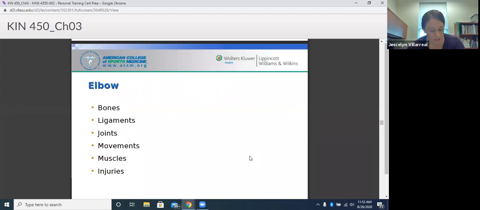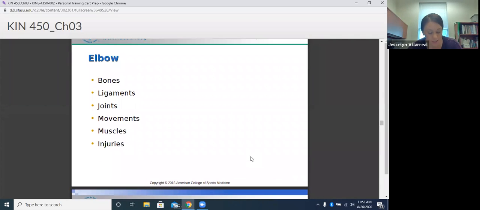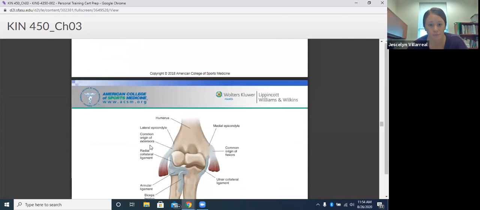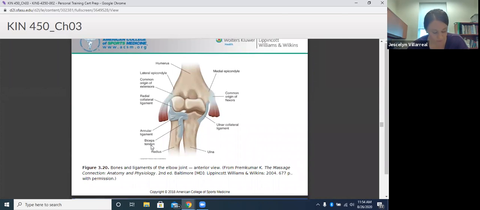Now we get into the elbow, which is involved in a lot of daily activity and exercise: lifting, carrying, throwing, swinging, and most upper body movement. We will review this list here, bones, ligaments, etc. Here are the bones and ligaments of the elbow joint.